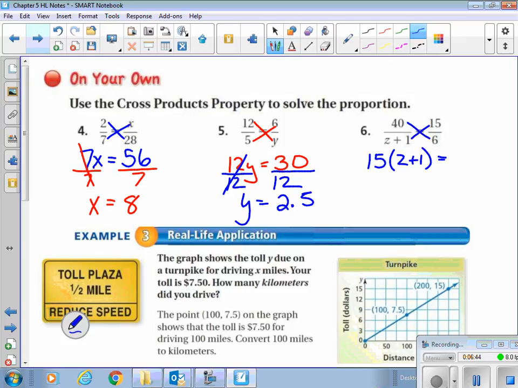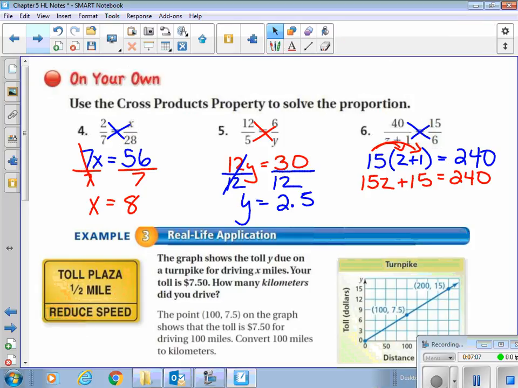Our first cross product in number 6 is 15 times z plus 1, and our second one is 40 times 60, which is 240. I'm then going to have you distribute 15. 15 times z is 15z. 15 times positive 1 is positive 15. And that's still equal to 240.